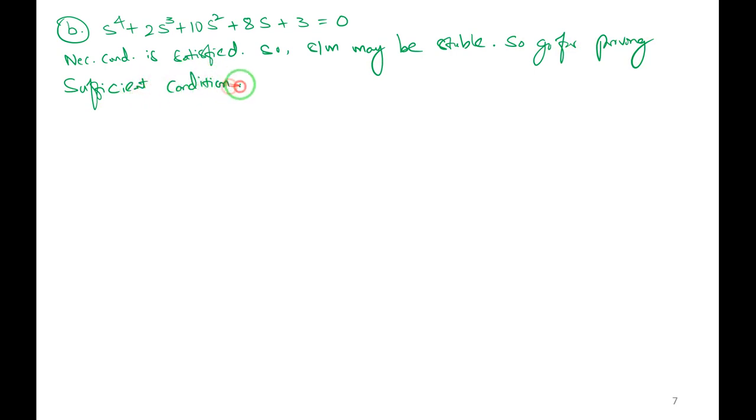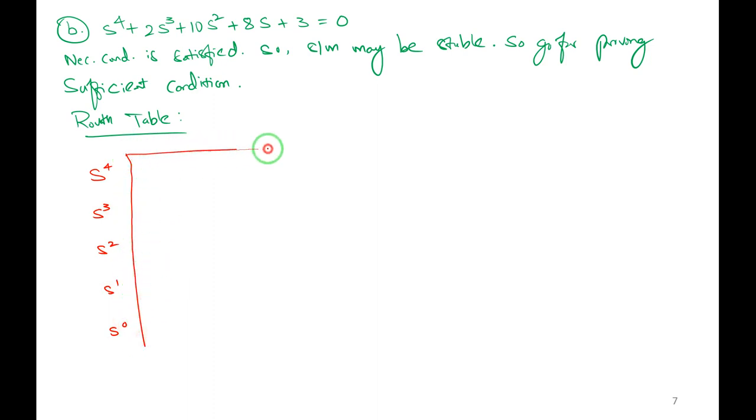So the sufficient condition I can prove in two ways. Either I can find out the roots of the given characteristic equation, or else I can make use of the Routh criterion. So here I'll be using Routh criterion. So we'll form the Routh array or Routh table. Yes, let me change the ink color. We'll form the Routh table: s power 4, s cube, s square, s power 1, s power 0.